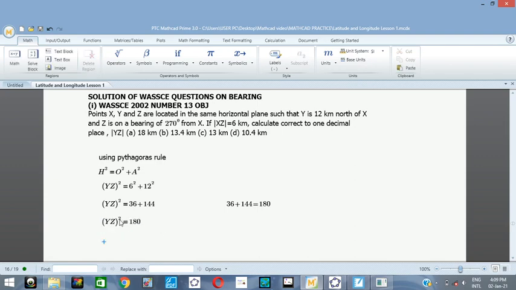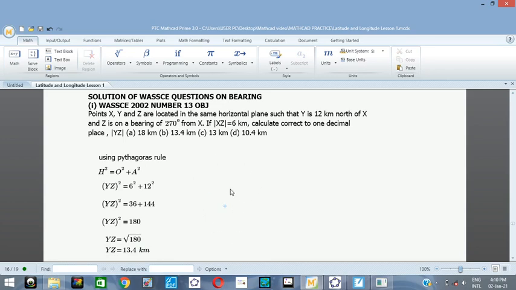The next thing is to square root both sides to clear off your square. So finally YZ is going to be equal to square root 180. So you just find the square root of 180. So 13 point what? 42. 13.42 kilometer. The question says correct to one decimal place. If we have to take it to one decimal place, the answer is going to be 13.4. So that is it. It's a very simple question, and that is all about this particular question.